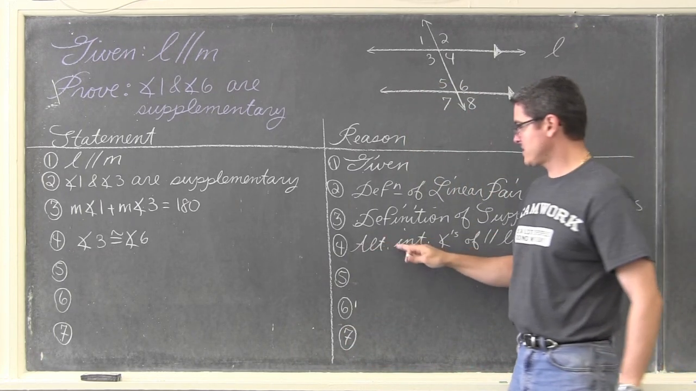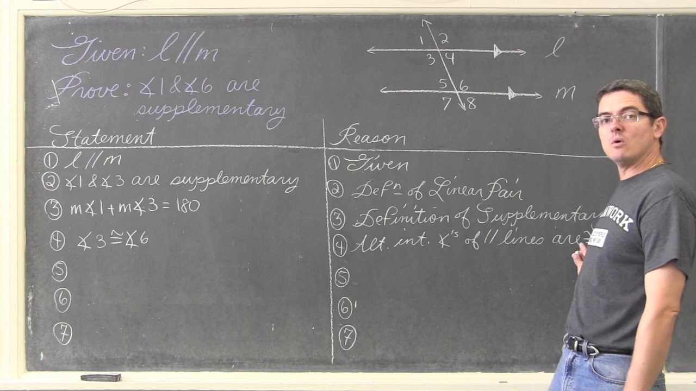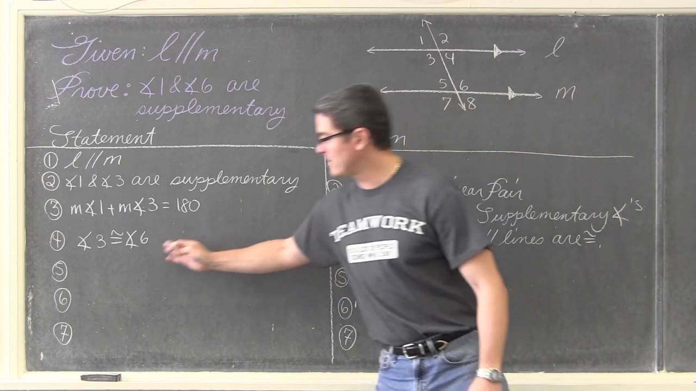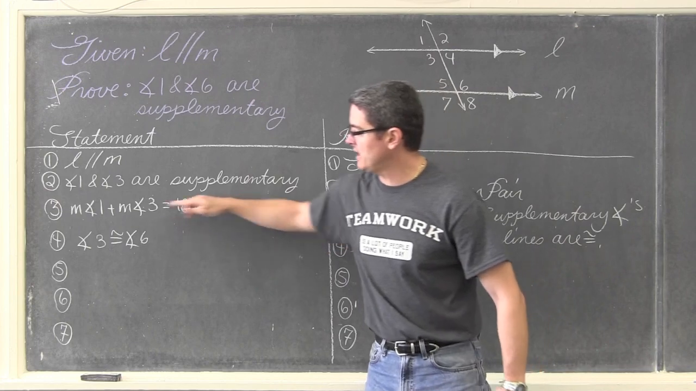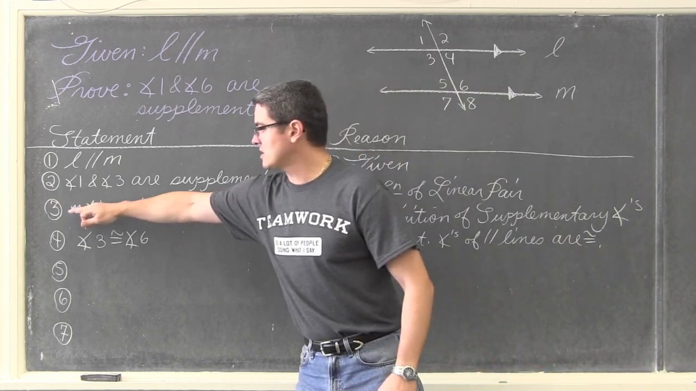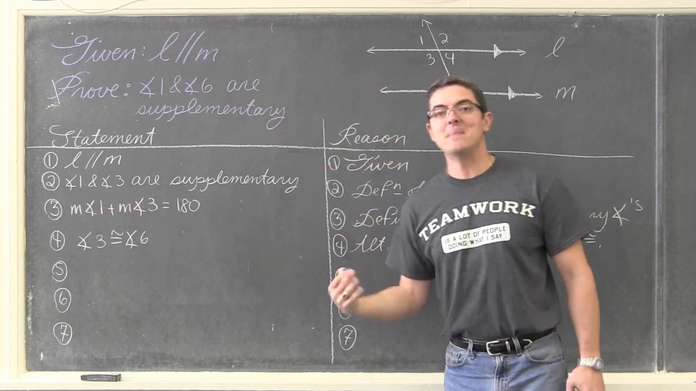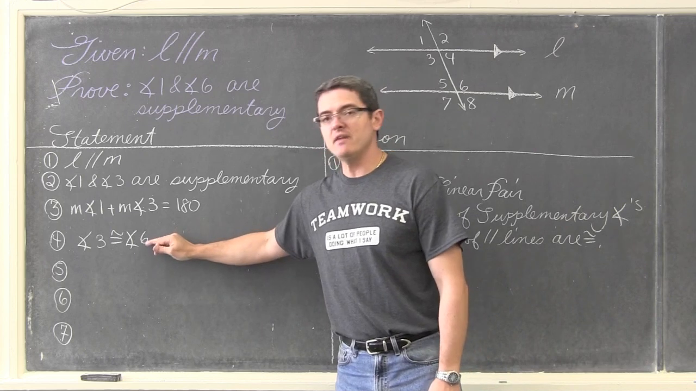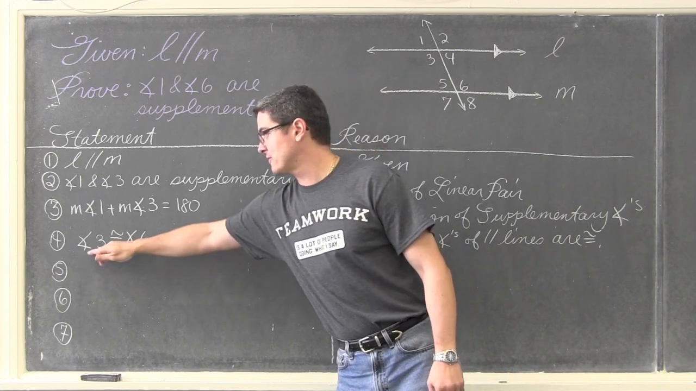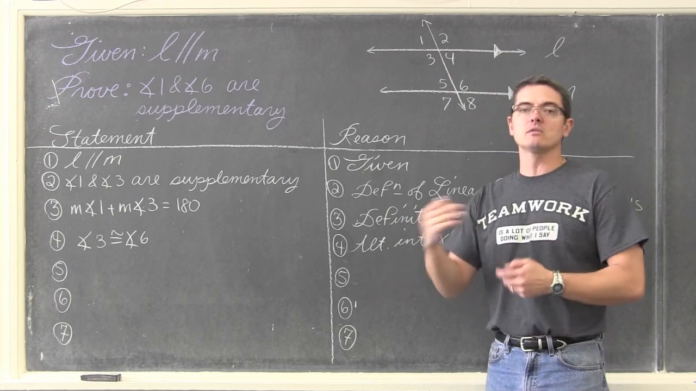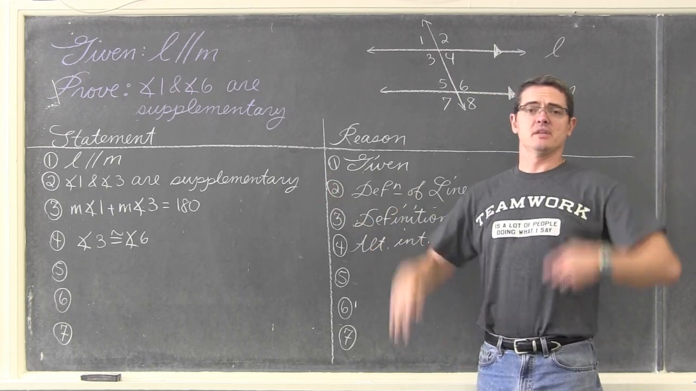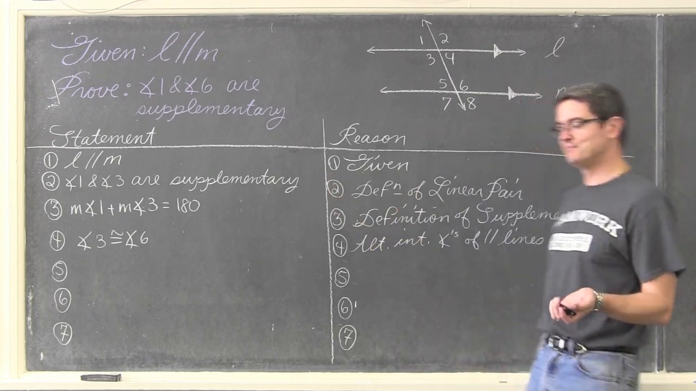Okay, so alternate interior angles of parallel lines are congruent, and that means that angle 3 is congruent to angle 6, but ultimately I've got this equation up here that has a statement about measures, and I don't have anything about measures of 3 and 6 together. So, just a small step, but what are congruent angles? Angles that have equal measure.